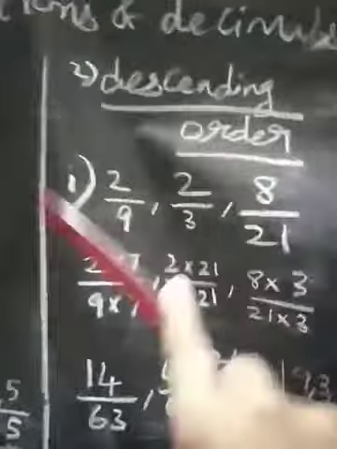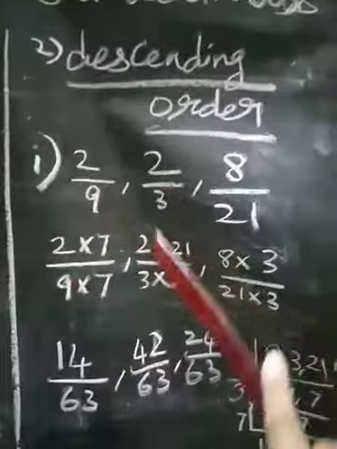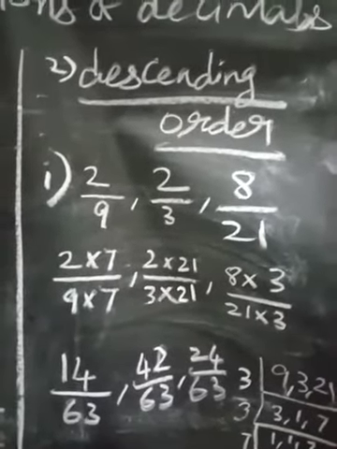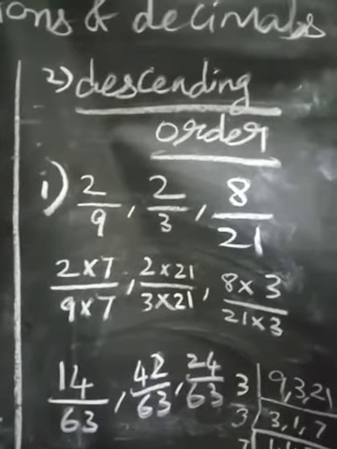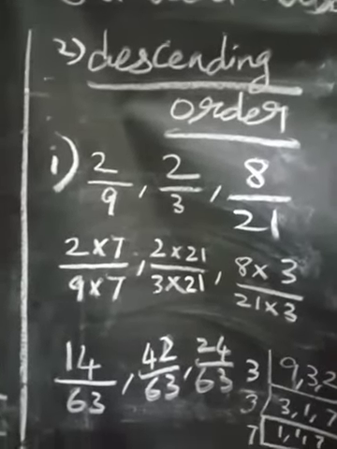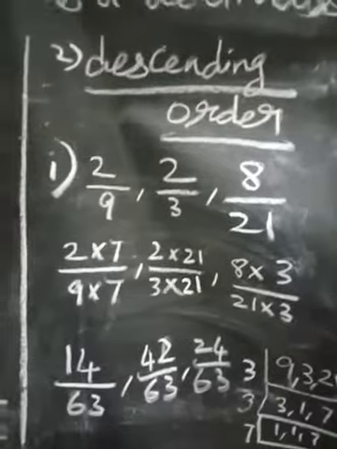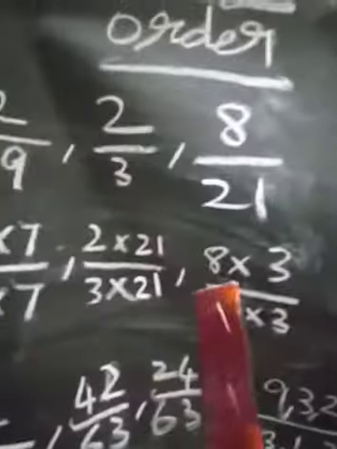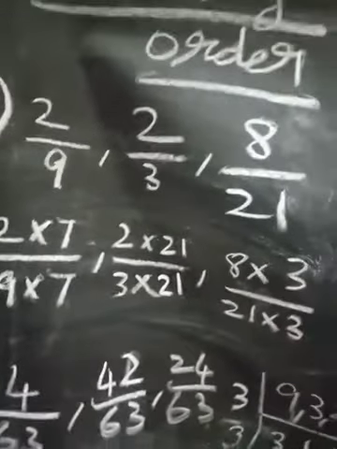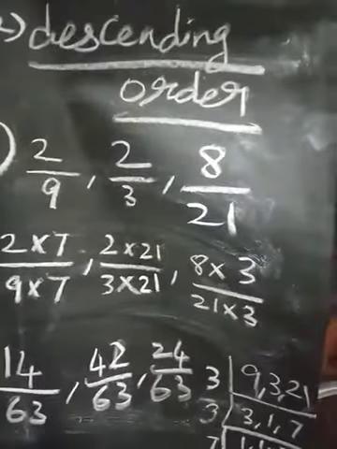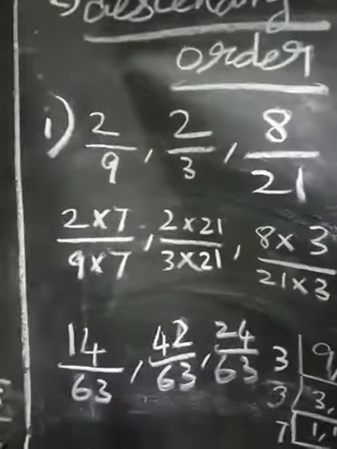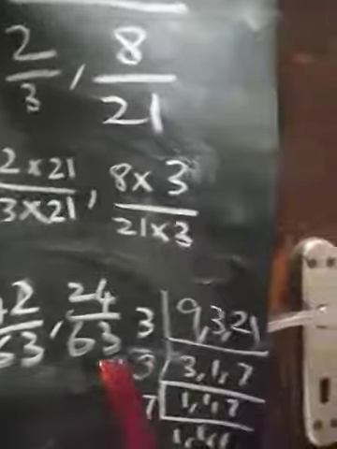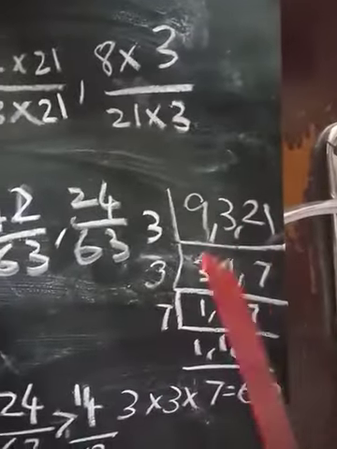Here you can see they have given numbers 2 by 9, 2 by 3, 8 by 21. While seeing the number, you feel little difficult to find which is the larger number, which is the smallest number. So what I am going to do? First, all the denominators, convert these denominators into the same number. Okay students, how to do this? Again LCM. Find the LCM of 9, 3 and 21.